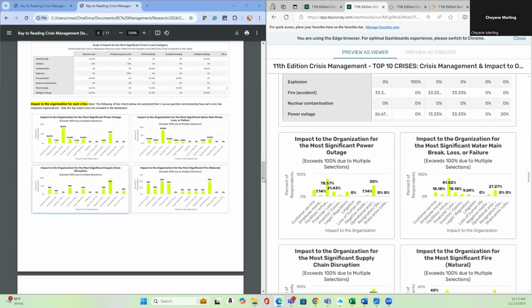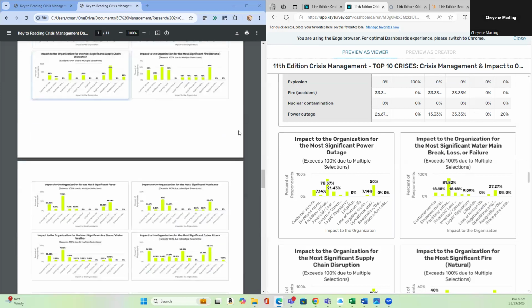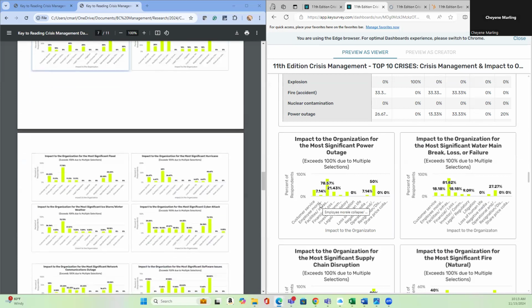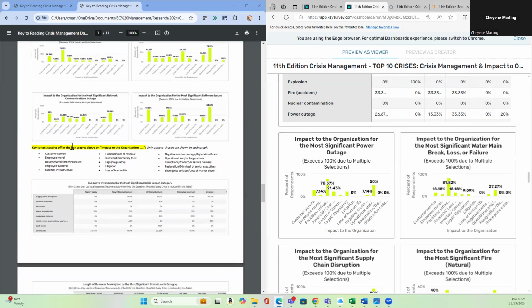I do want to highlight here, again, you can see the impact on the organizations. And as before, here's the key to the text that's cutting off in the actual impact to the organization. You can see here, what was it? Facilities, infrastructure, employee morale, collapse, workforce increase. So the text is missing, and you can see what the full text is on the other side.